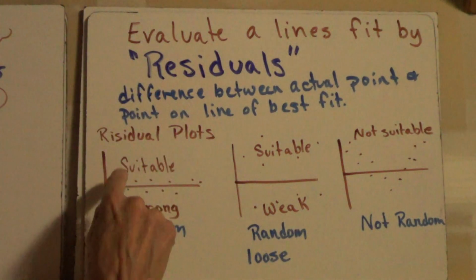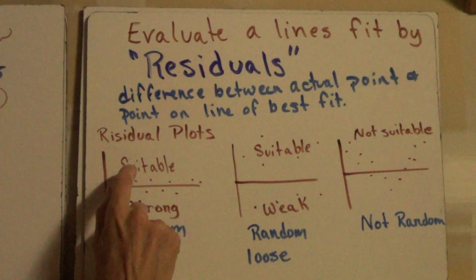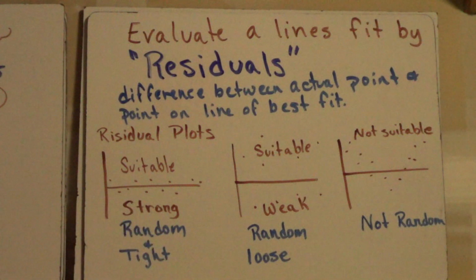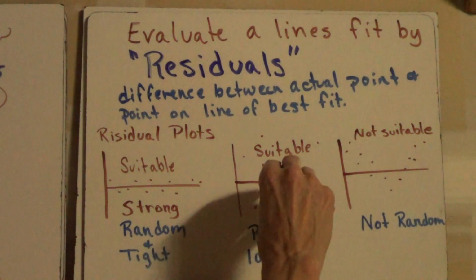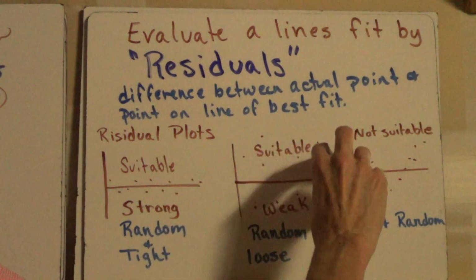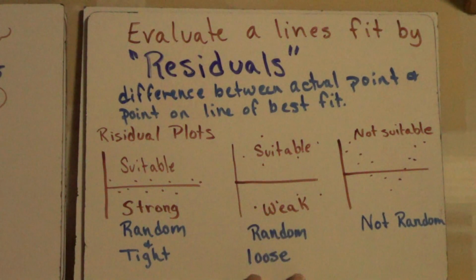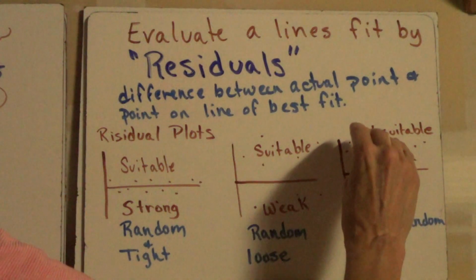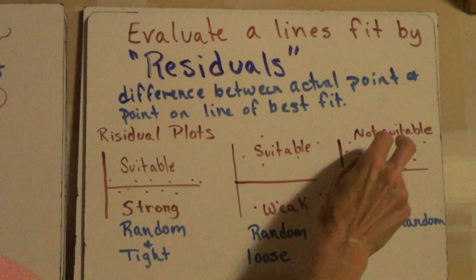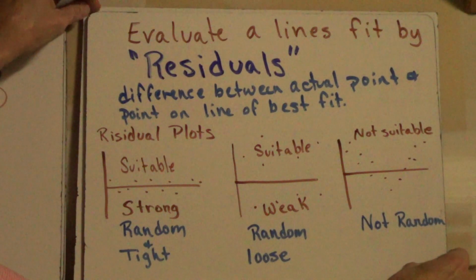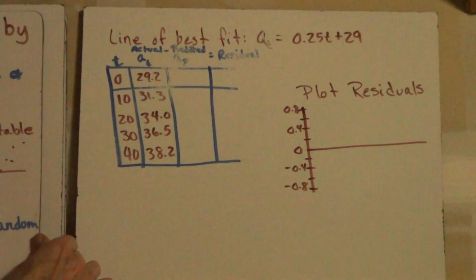If the residual plots show that the points are real close to the line, then the residual is suitable and strong, it's random, and it's a tight fit. Now, if the points end up being real far spread, but they're still random, then we say it's suitable and weak. They're random and loose fit. But if we find that they're not random, that they might fit a different pattern, we should probably turn to the fact that it's not suitable. And that might be a different function rule rather than linear.